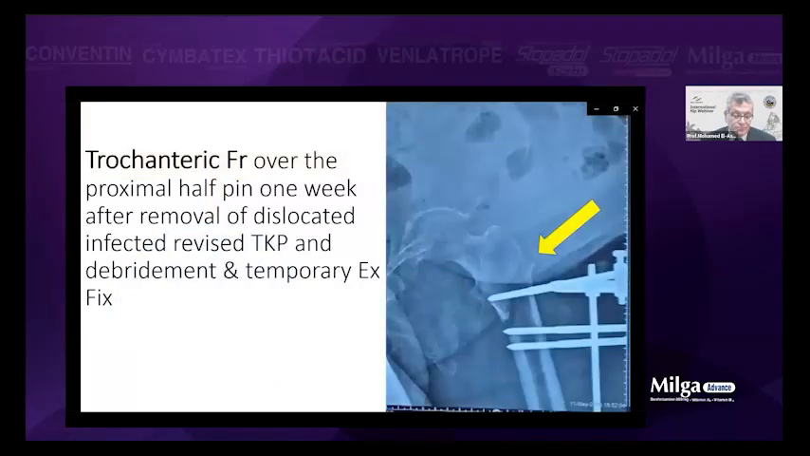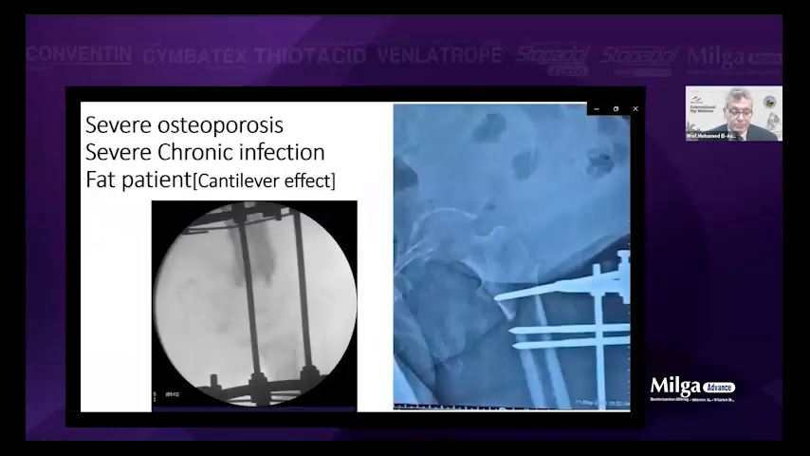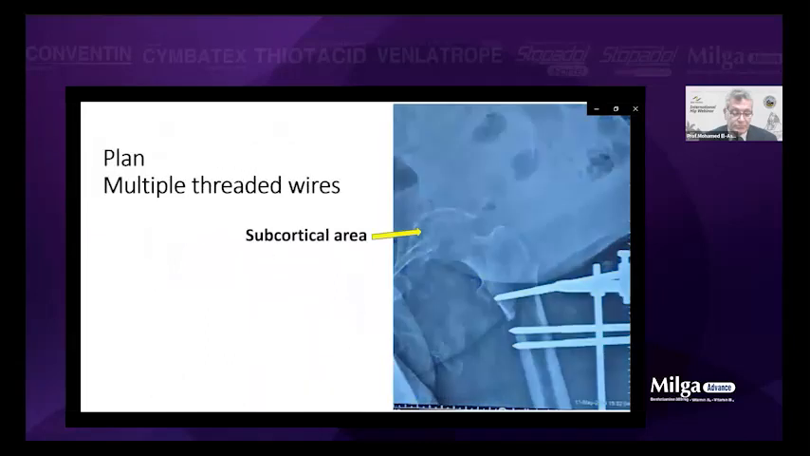And this is an example: a trochanteric fracture over the proximal half pin, 1 week after removal of a dislocated infected total knee prosthesis, debridement, and temporary external fixator. But the patient had these trochanteric, subtrochanteric fractures, with severe osteoporosis and infection, and the patient is very fat. So remember that you can have a cantilever effect if you apply only half pins. So we have to use the subchondral bone for fixation. So we use the multiple threaded wires technique.